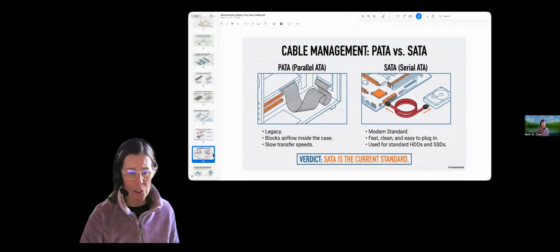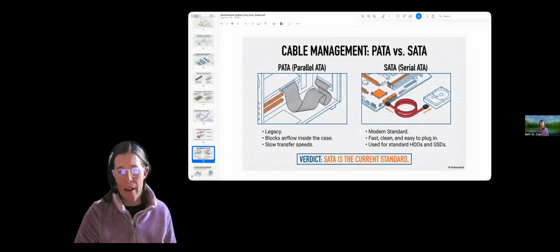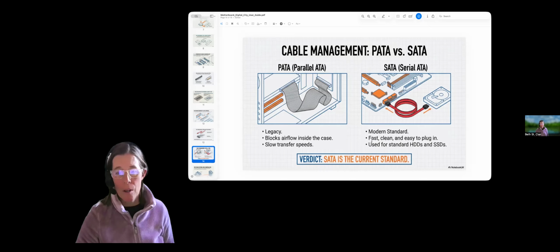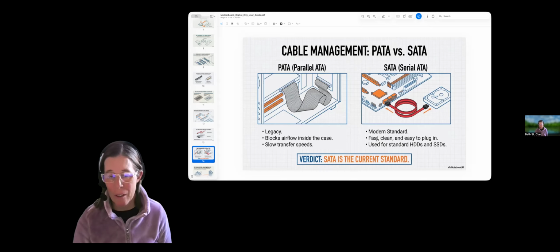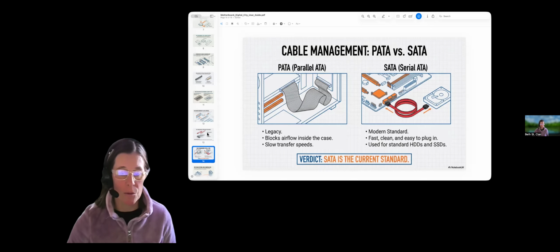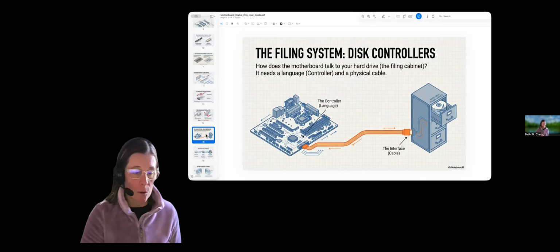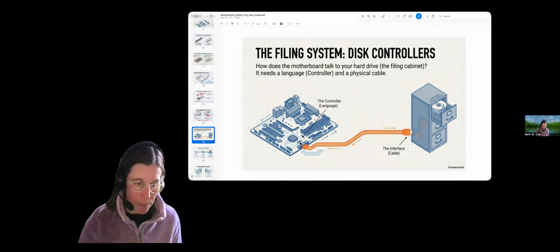And again, this is another picture of why we use SATA nowadays, because this is a fatter cable blocking the airflow. Legacy has slower transfer speeds. SATA is modern, fast, clean, easier to plug in, and it's typically used for our standard hard disk drives and solid state drives. So right there is the controller right here.